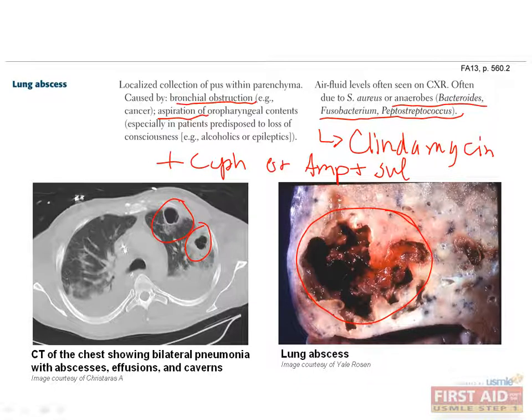Finally, don't forget that fungi like Aspergillus and Candida can also do this as well, as can parasites like Entamoeba histolytica.